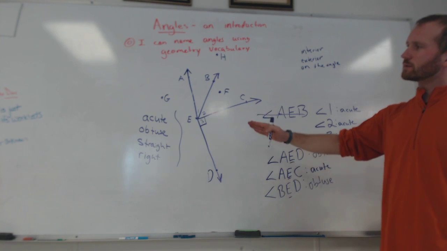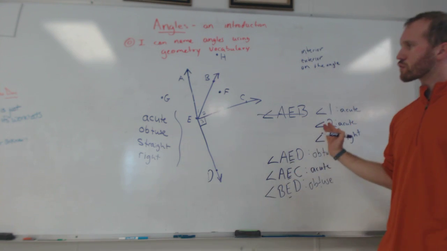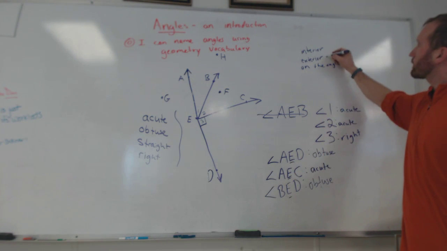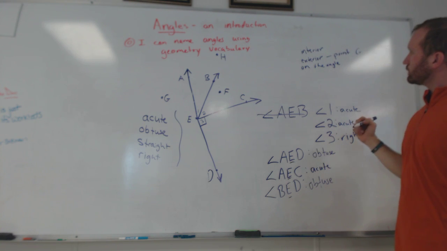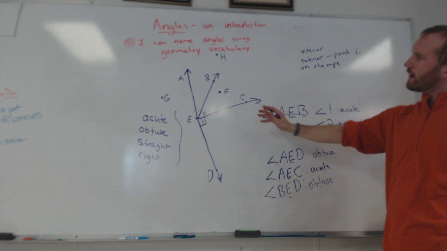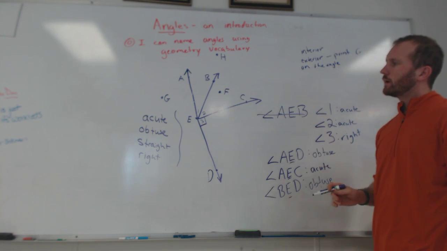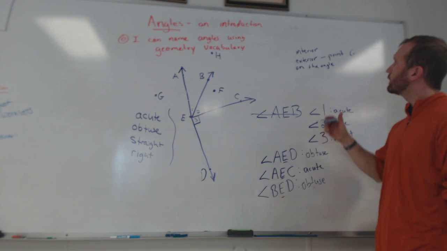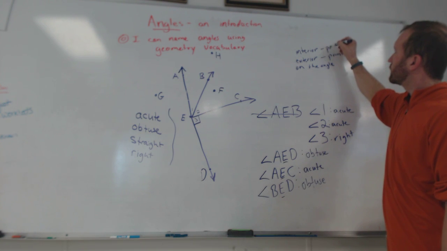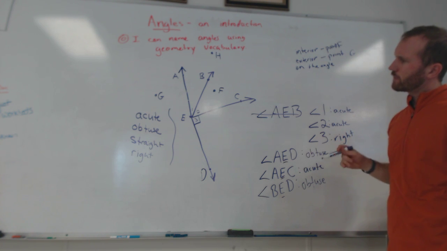You guys see what that means? It's not within any of the angles. Where is G? Point F, right here, is interior to everything except angle 1. It's in between.